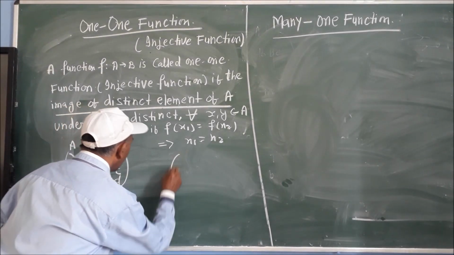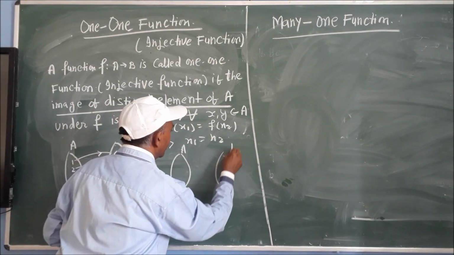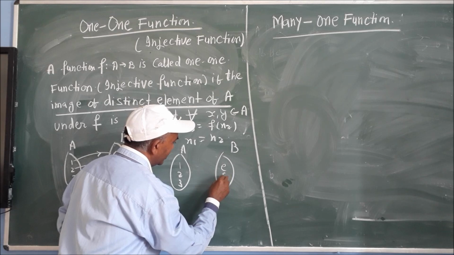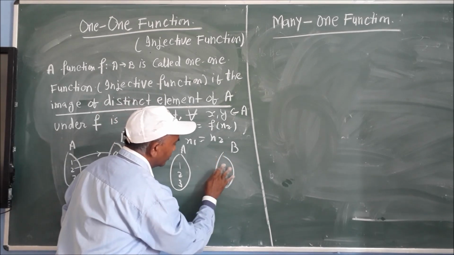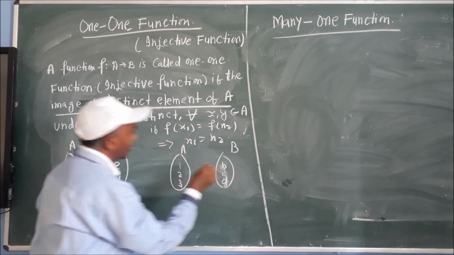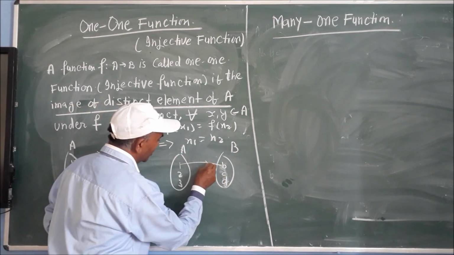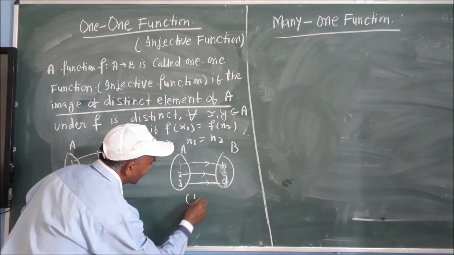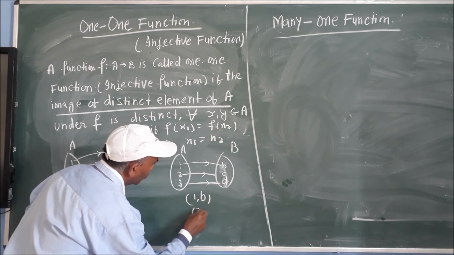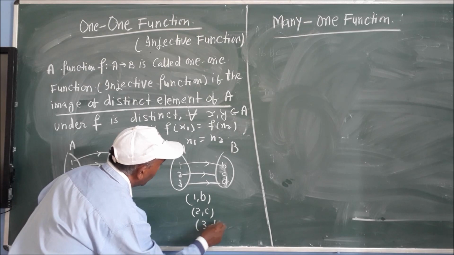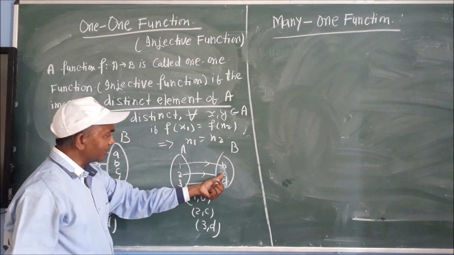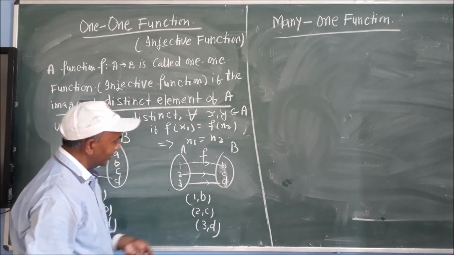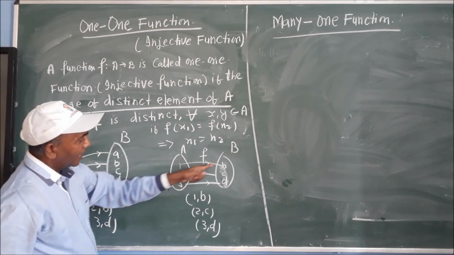See another example. Here is the set A and here is again set B. Elements of set A are 1, 2, 3 and elements of set B are B, C, D. So 1 is associated with B, 2 is associated with C, and 3 is associated with D. So 1 has image B, 2 has image C under f, and 3 has image D. So all elements of A have distinct images in B.